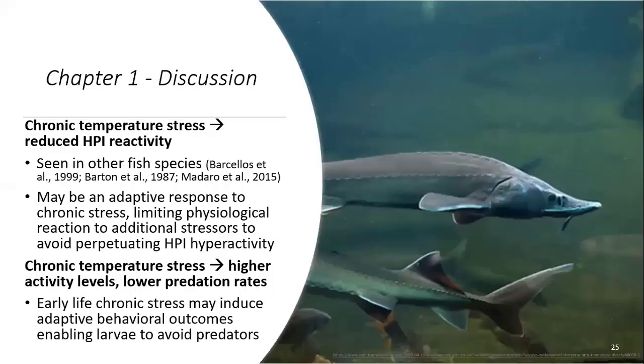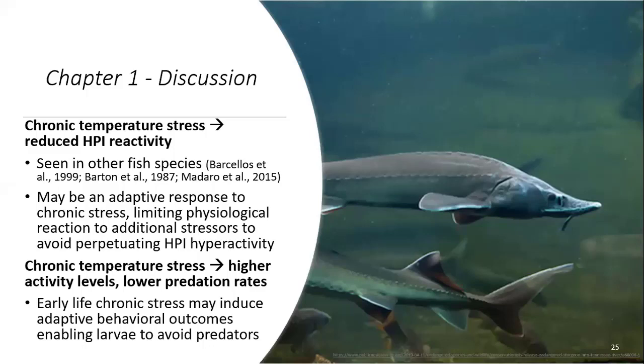So here are some important points from chapter 1. I saw that the chronic high temperature stress reduced HPI reactivity, at least during the free embryo stage. And this has actually been seen in other fish species as well. And it's thought that this could be an adaptive response to chronic stress.